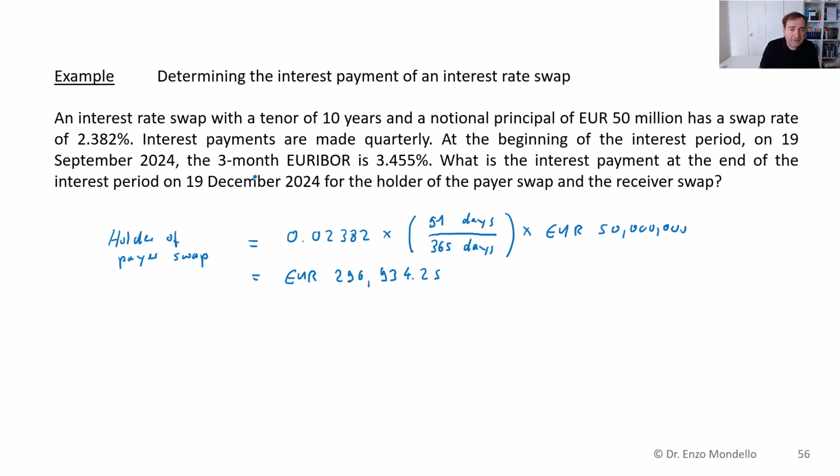The floating rate is a 3 months EURIBOR, which is 3.455%. We calculate the interest payment for the holder of the receiver swap.